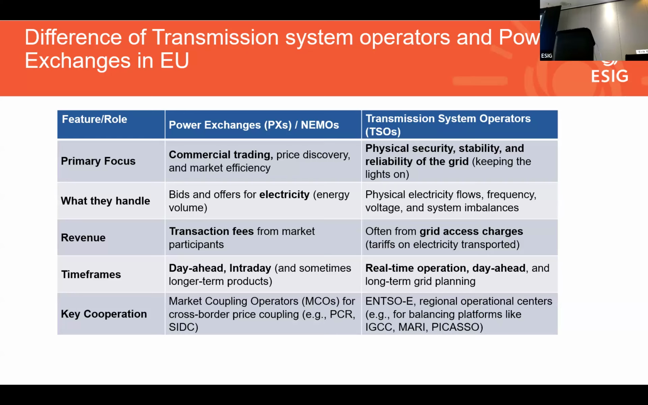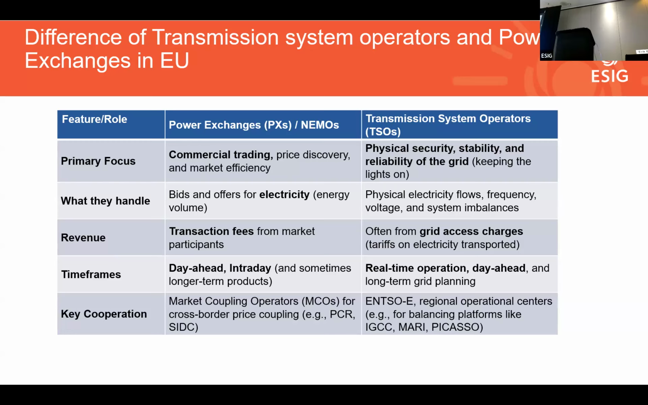I see there is an issue on the slide, maybe it was not, no, okay, sorry. And how power exchanges receive money is mainly from transaction fees from the market participants, because to participate in the market, they have to pay a transaction fee. Something similar, I think, in the US when they participate in ISO markets. While transmission system operators receive money from the grid access charges, also called grid fees.